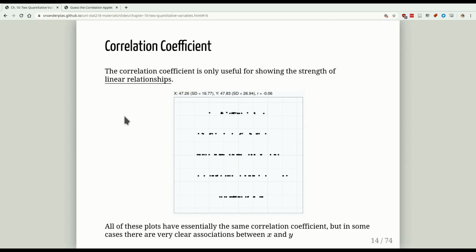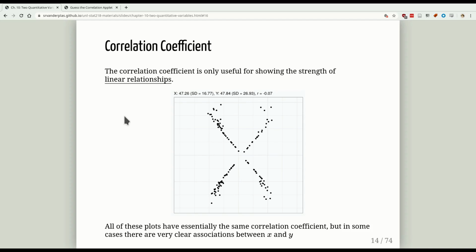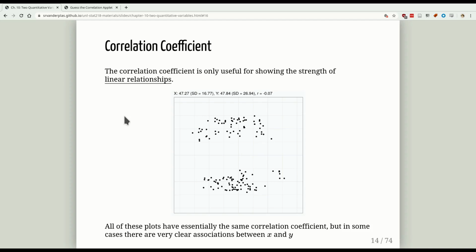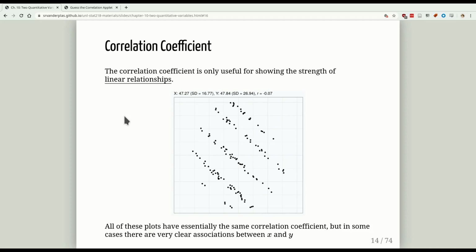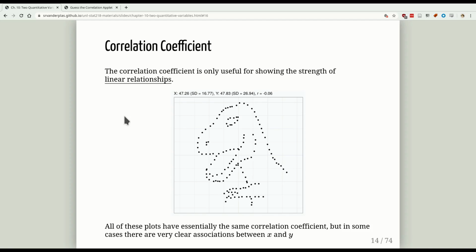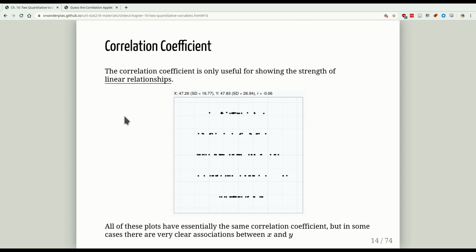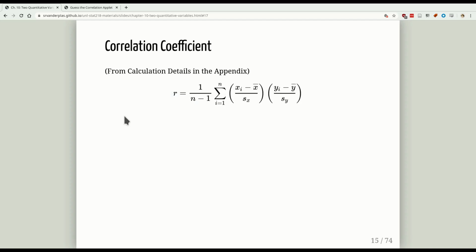But the correlation coefficient doesn't actually reflect that. So just keep in mind that the correlation coefficient only describes linear relationships, right? So I'm not going to ever ask you to calculate this from scratch, not on an exam or anything else, but it might help to look at the equation and figure out how it's being calculated.